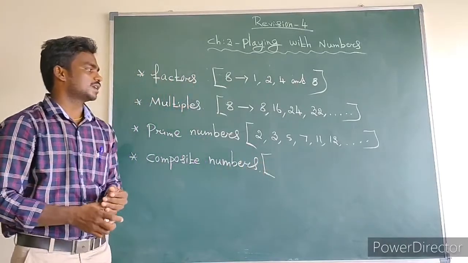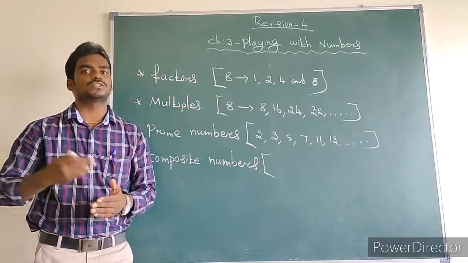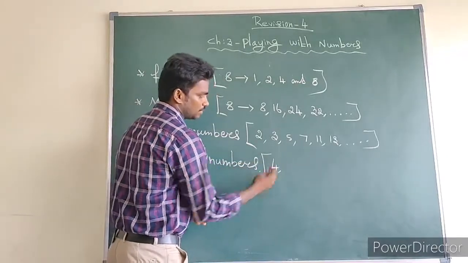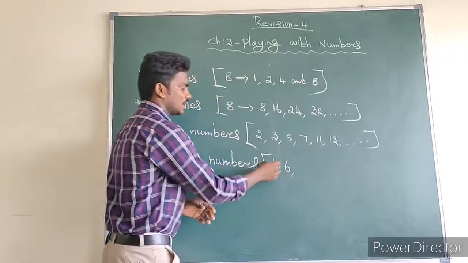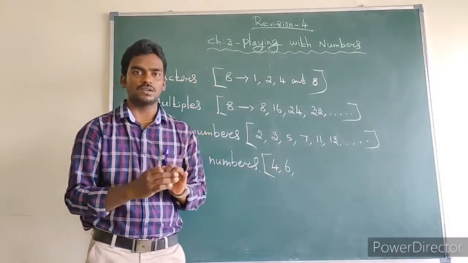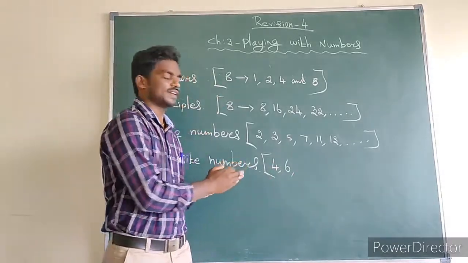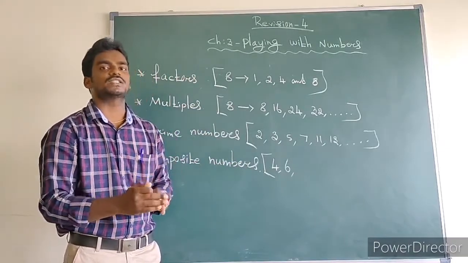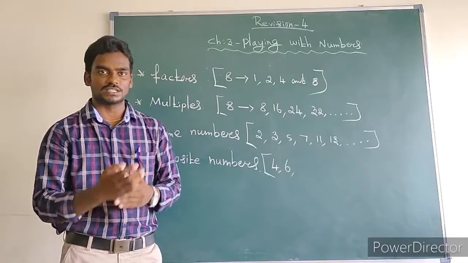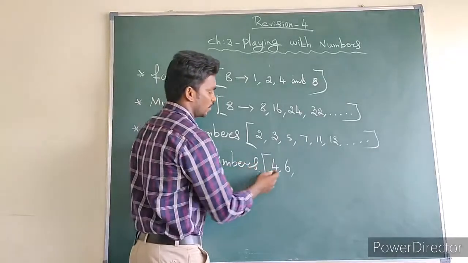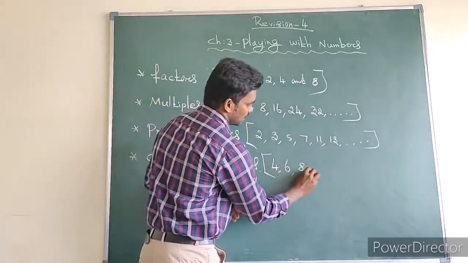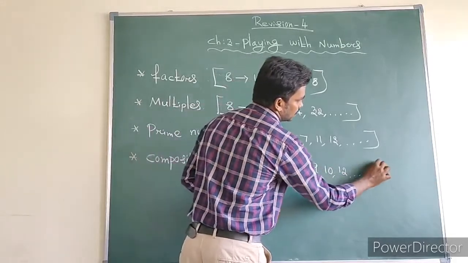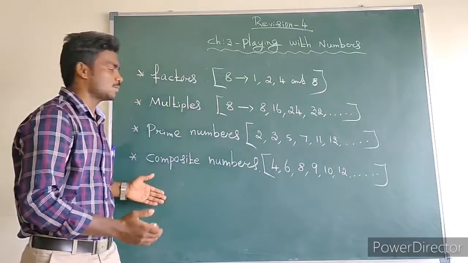What is a composite number? A composite number is a number that has more than 2 factors. So which numbers have more than 2 factors? That is 4, 6. What are the factors of 4? The factors of 4 are 1, 2 and 4. So it has 3 factors. What are the factors of 6? 1, 2, 3 and 6. It has 4 factors. Numbers having more than 2 factors are called composite numbers. So 4, 6, then 8, 9, 10, 12 and so on. These types of numbers are called composite numbers.